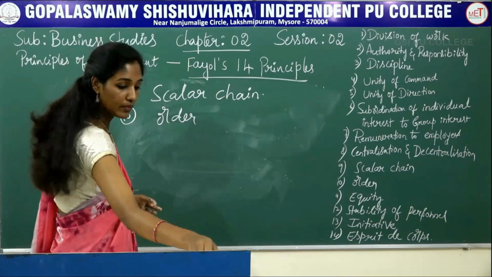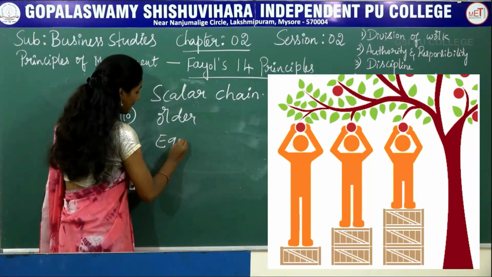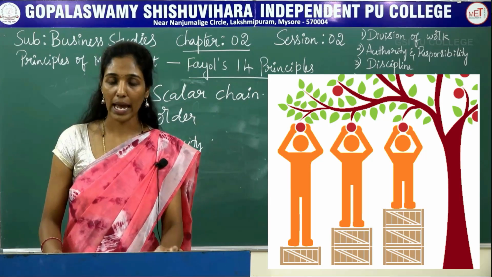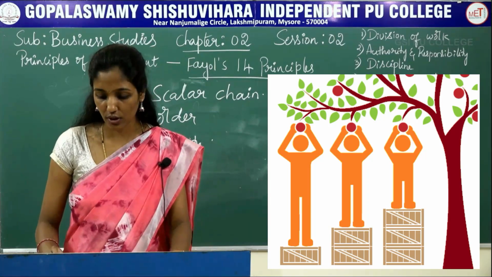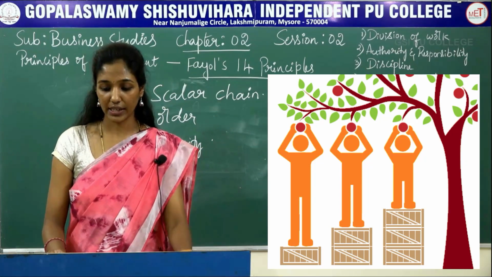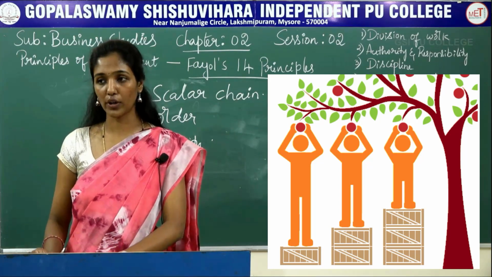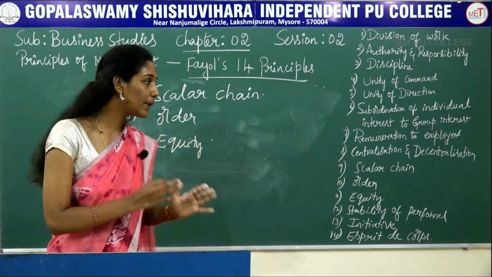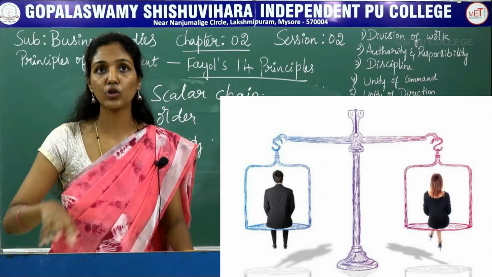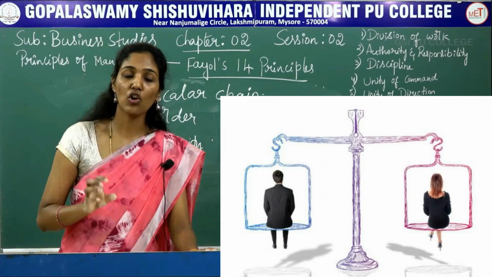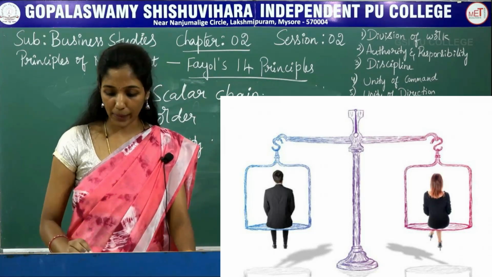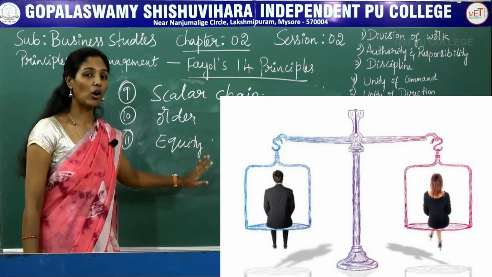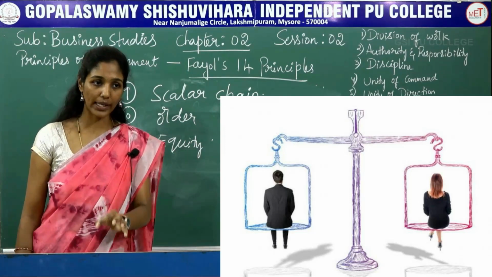And the next is equity. According to this principle, everyone in the organization should be treated equally and impartially. There should not be any discrimination with regard to caste, color, religion, status, etc. If managers do not treat the subordinates equally, then they may get dissatisfied, which leads to a decrease in their efficiency. This doesn't mean providing equal salary to all the workers in an organization, but the application of the same disciplinary rules irrespective of grade, gender and position. So this is called equity. In an organization we should treat each and every worker equally and impartially.